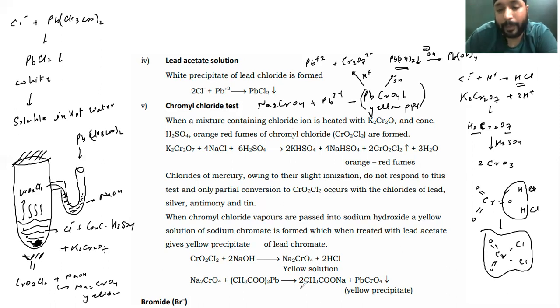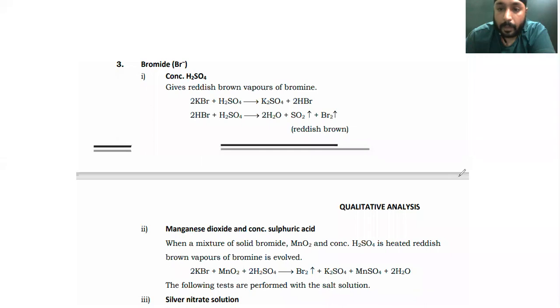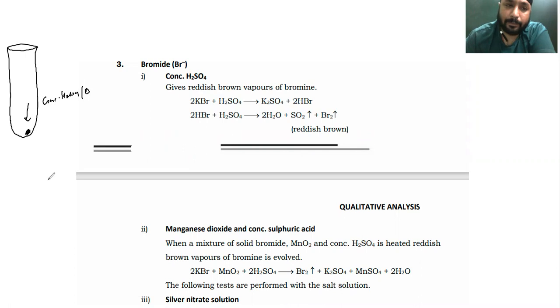We'll move ahead with the test of bromide now. Okay, now the test for bromide anion. Again, for the preliminary test, you know that you use a salt rather than a salt solution. You'll take a salt, add concentrated H2SO4, and heat it nicely. Getting it?